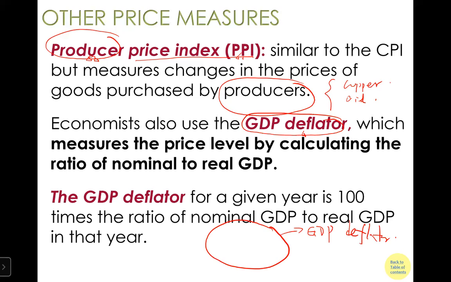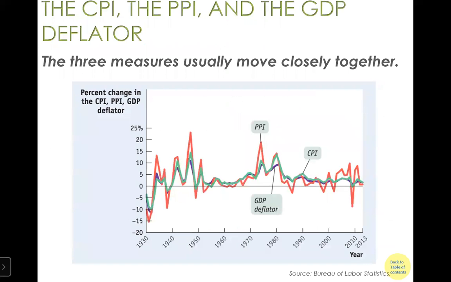Now, if we look at some goods consumed by households, then this is the CPI. If we look at typical goods consumed by producers, then this is the PPI. So that's how they are related. And this is how those numbers look in the real world. These three track each other.